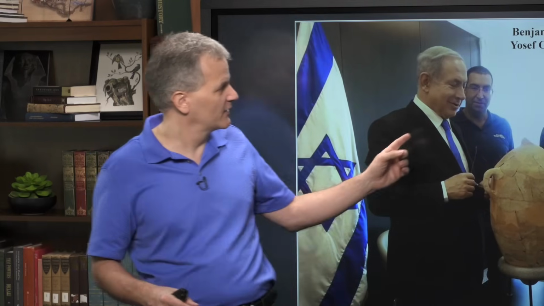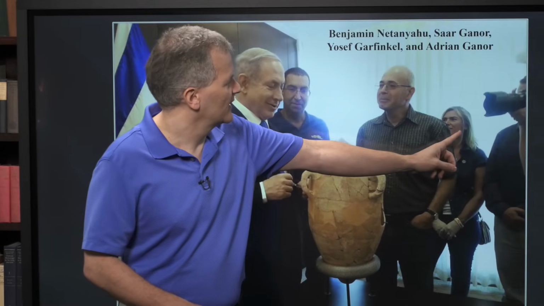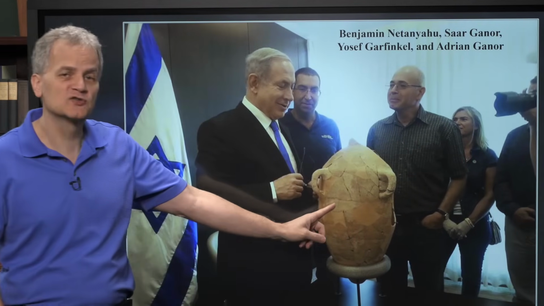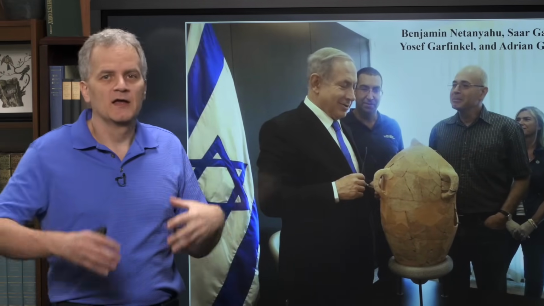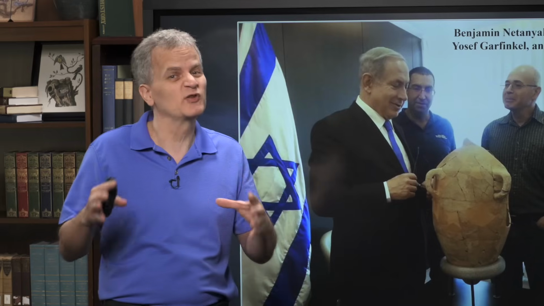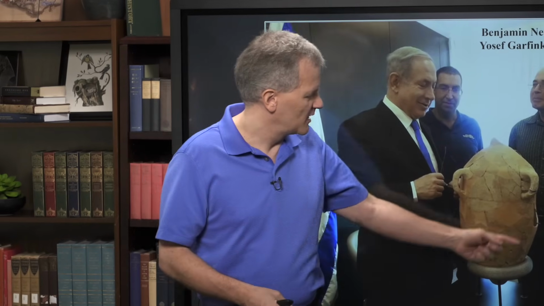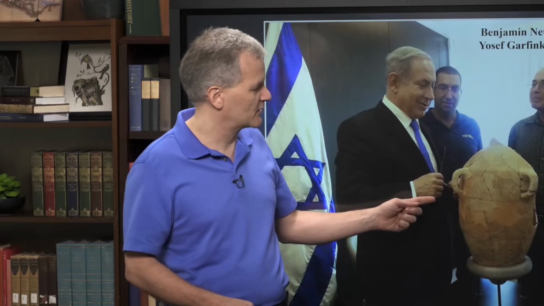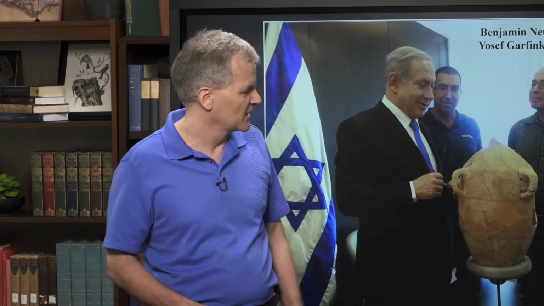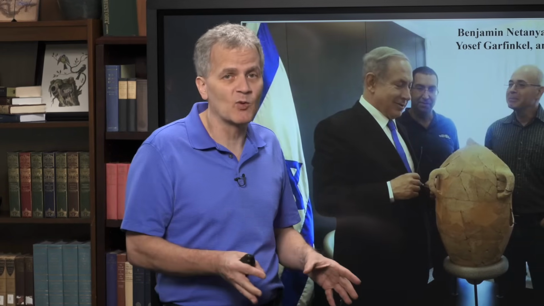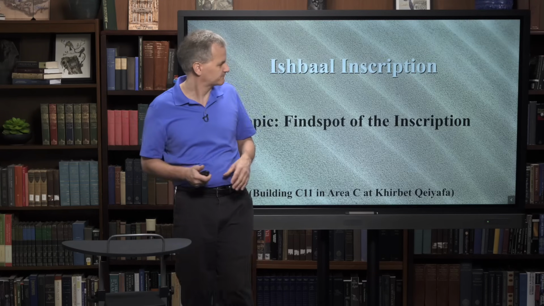And then Ganor's wife here, Adrian, is the one who restored this vessel. That role is called a conservator. So if you're interested in becoming a conservator, if you like jigsaw puzzles, this is your thing. You can put pottery back together, as it were. And she did a marvelous job in restoring this, without a doubt. So good craftsmanship, and it's good enough, obviously, to show the prime minister. So this is a very important find, no doubt about it.